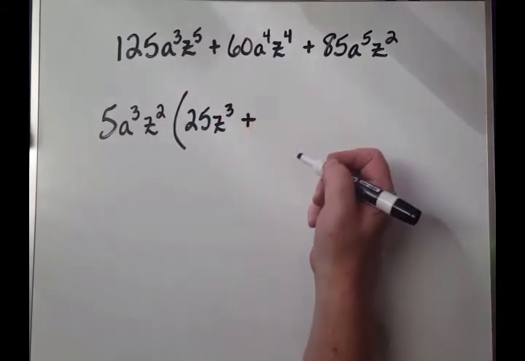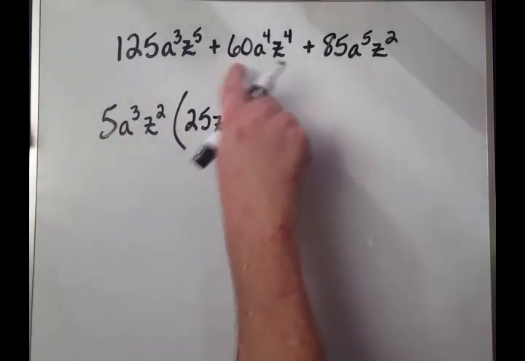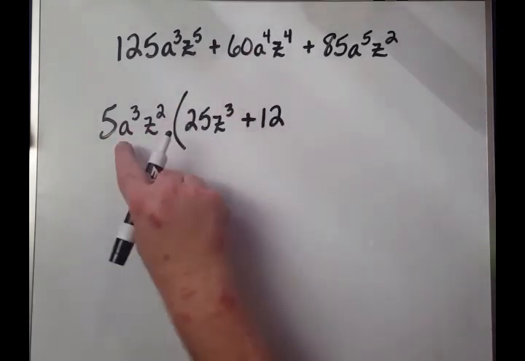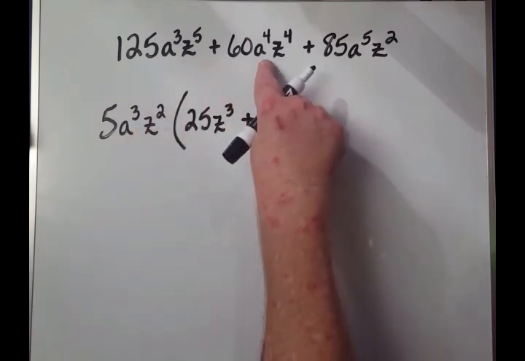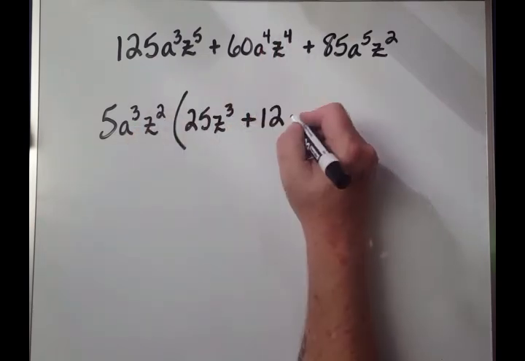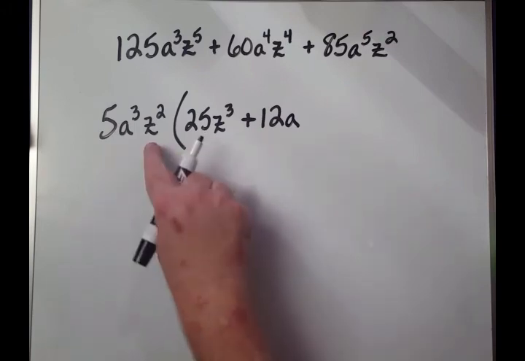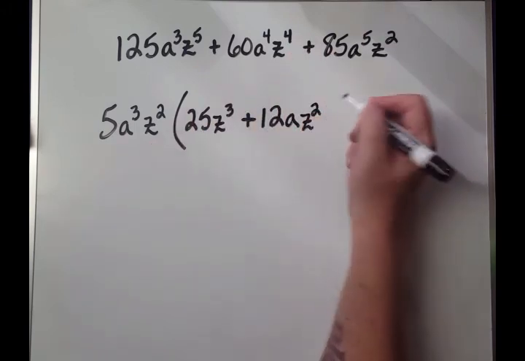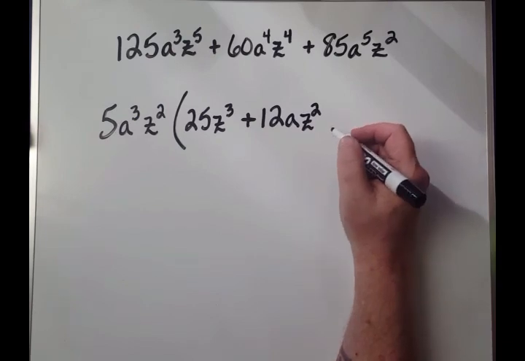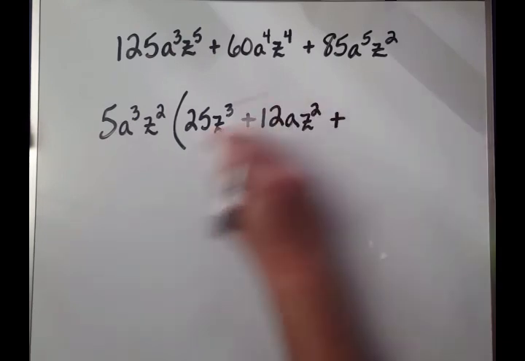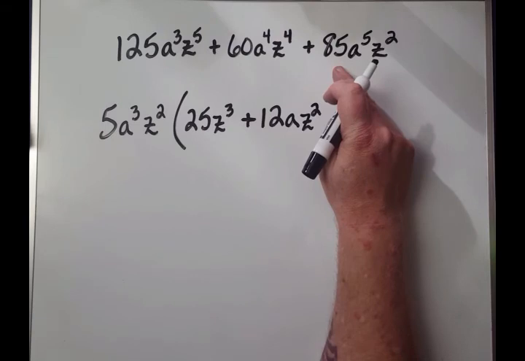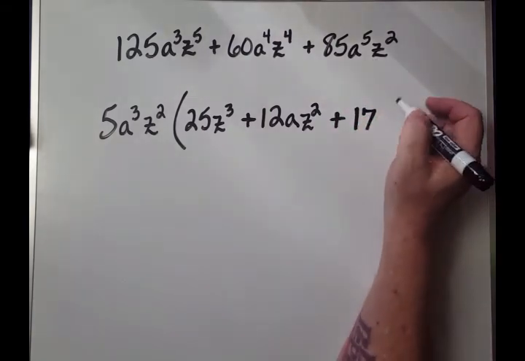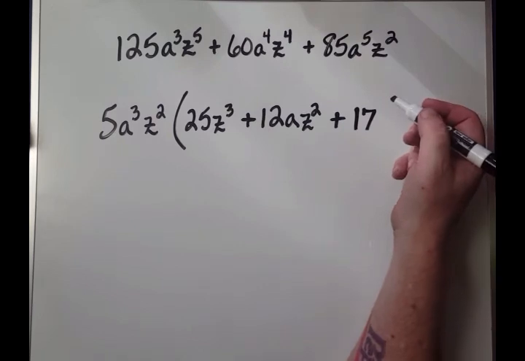Plus, pull 5 out of 60, it leaves behind 12. Pull 3 factors of A out of 4 factors of A, it leaves a single factor of A. Pull Z squared out of Z to the 4th, it leaves 2 factors of Z, Z squared. And finally, plus, pull 5 out of 85. That'll leave that 17, because 5 times 17 is 85.